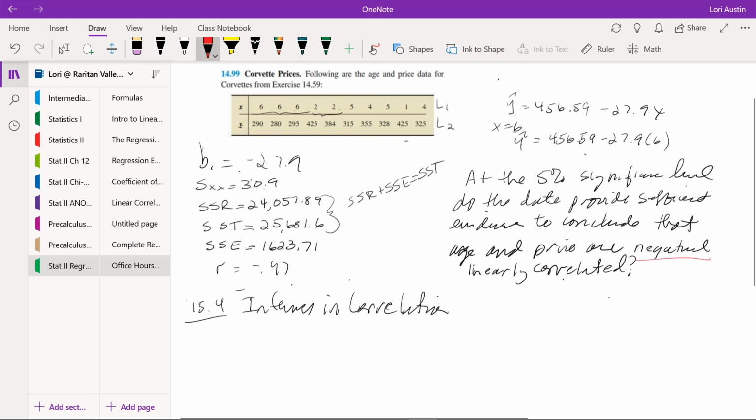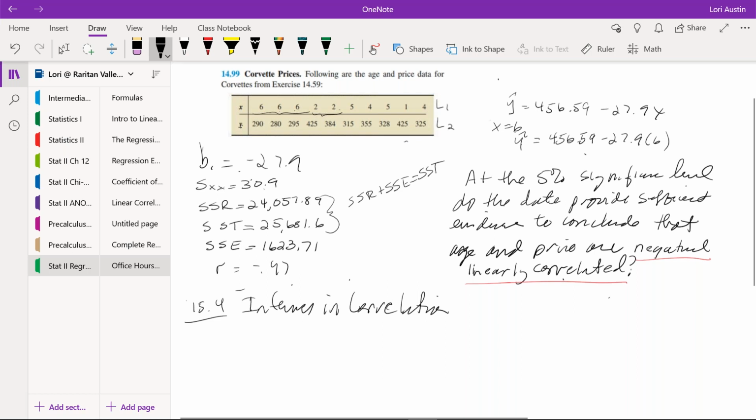So the question I usually get at the end of chapter 15 is, well, how do we know which hypothesis test to use? If the hypothesis test has the word correlate in it, you're using this one. If the hypothesis test talks about usefulness, you use the slope one. Okay, this time we're talking about correlation.